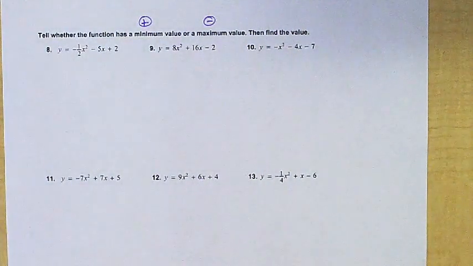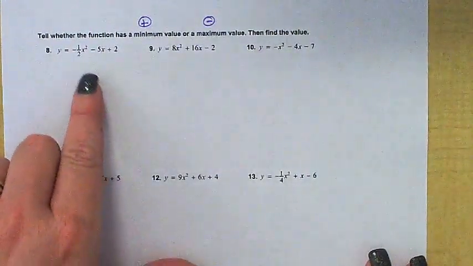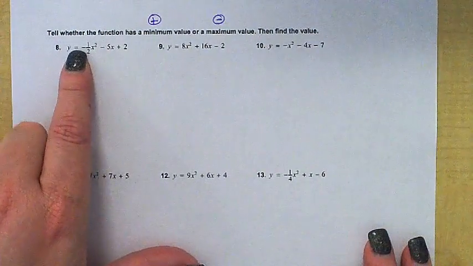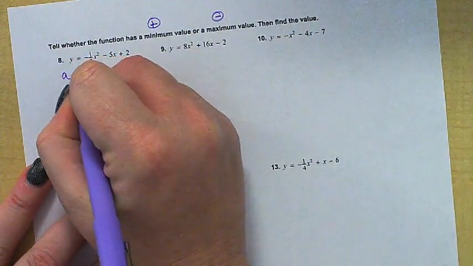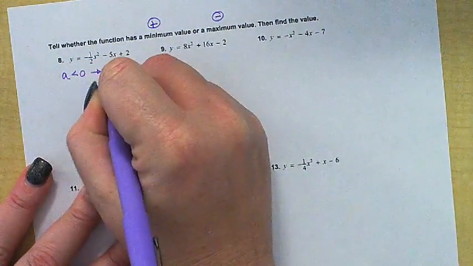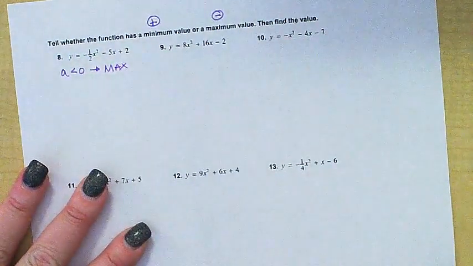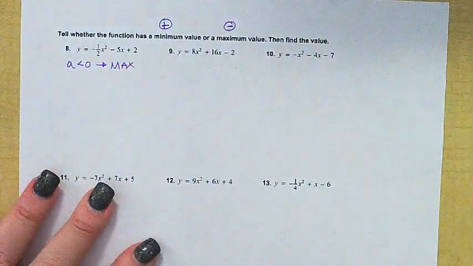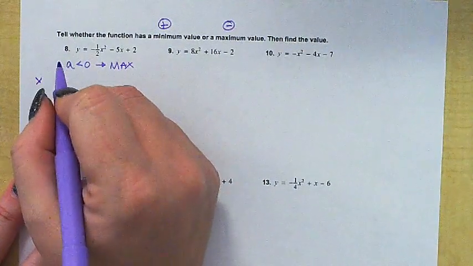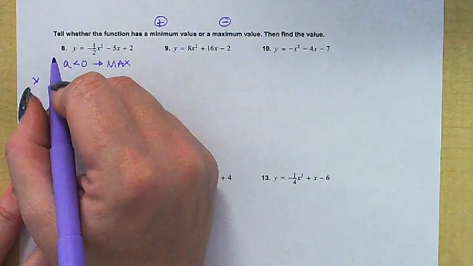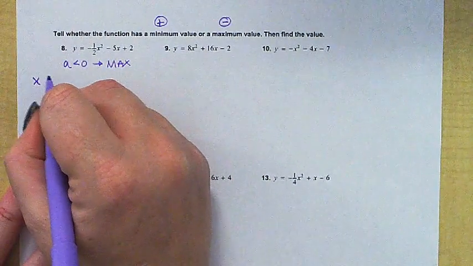So when you have a minimum value, it's going to be the lowest point on your graph. That means the graph has to be opening upwards. The a value has to be positive. So for number 8, we have a negative out front. That's going to be a maximum value. So a less than 0 means that we're going to have a max. To find that value, we're going to find that x value, because our minimum and maximum value is actually the y value of the vertex.